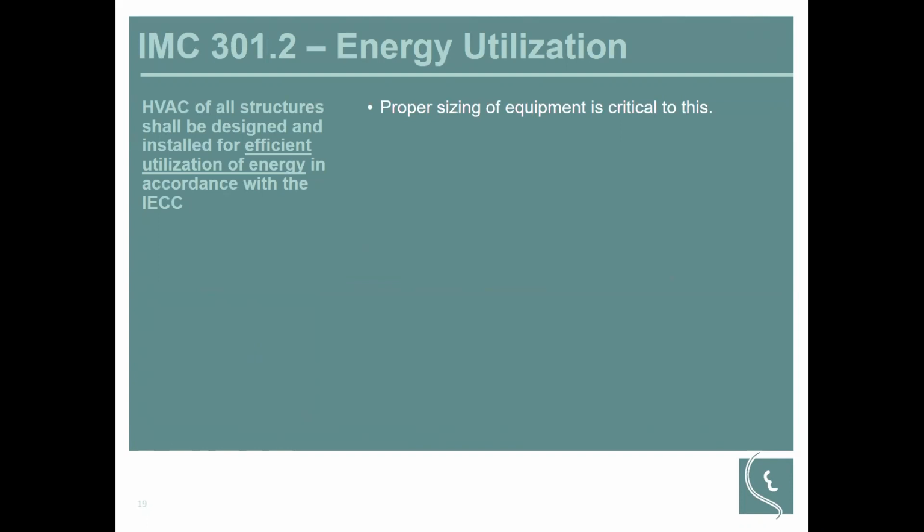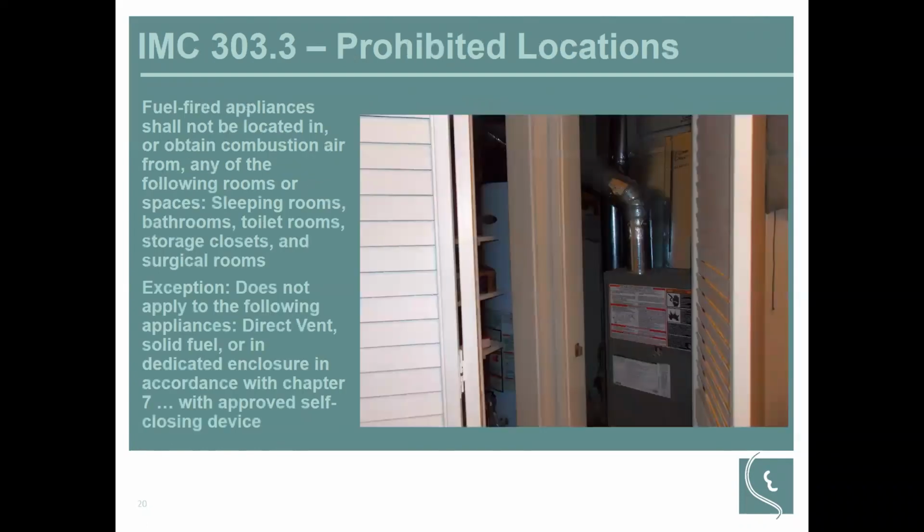We'll talk about this a couple of times, about proper sizing of equipment, as that seems to be very important, particularly in the mechanical code. The mechanical code also has prohibited locations for fuel-fired appliances and where they can get their combustion air. Here, noting that combustion air for fuel-fired appliances cannot be from sleeping rooms, bathrooms, toilet rooms, storage closets, and surgical rooms.